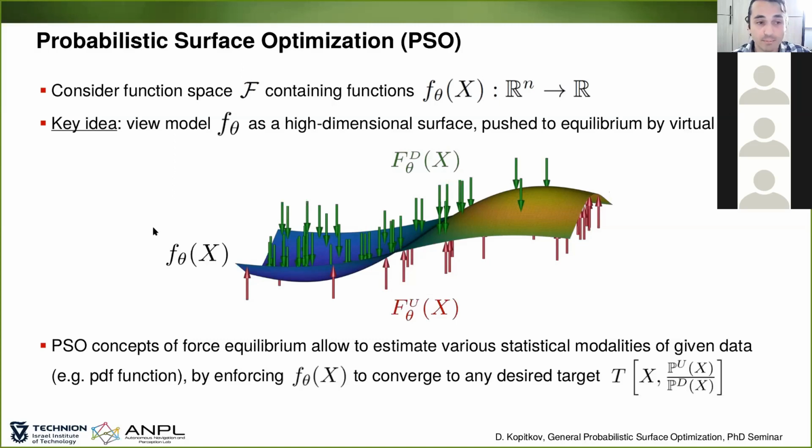And the main preliminary introduction of my framework will be the following. I will show how we can push this surface in different directions with some forces Fu and Fd, force up and force down. So our symbols U and D symbolize the directions of the forces, and I will enforce it to converge to any desired target T. We will see what these forces are and how we can do it in later slides.